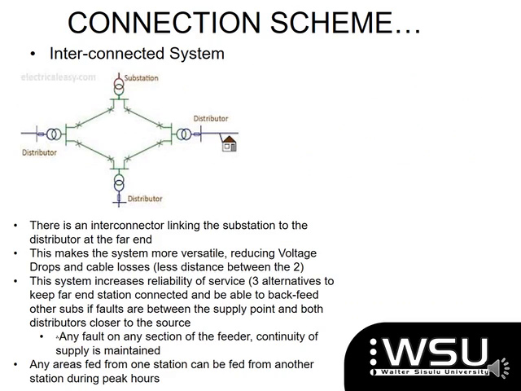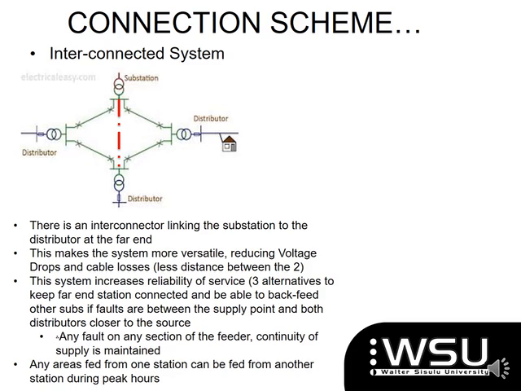And the last connection scheme we're going to discuss is what we call the interconnected scheme. In reality, what you see in front of you is the ring distribution system that you saw on the previous slide. The difference is this red line that I've just put in there. That red line is called an interconnector, and what it does is link the substation to the distributor or load on your far end. It doesn't matter which.